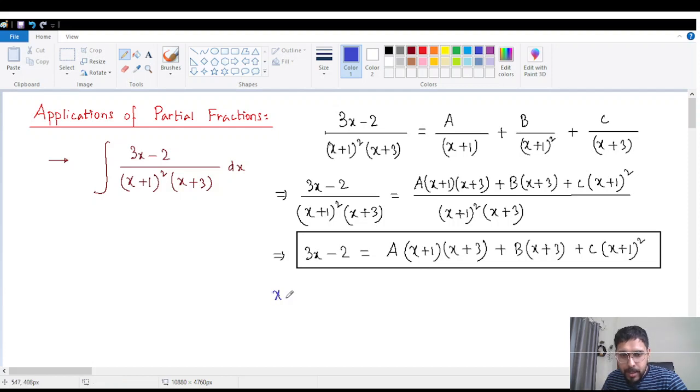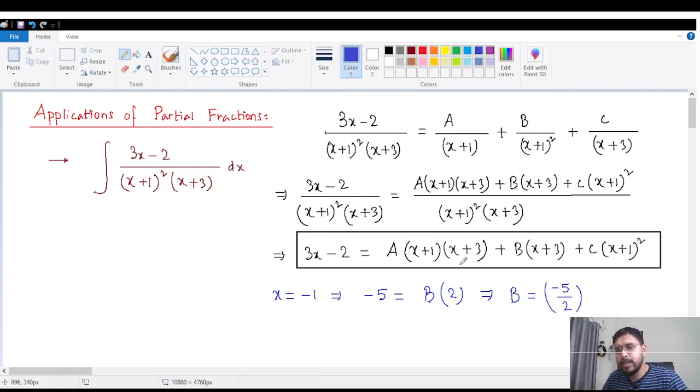So this is our first experiment. We will put x equal to -1. When we put x equal to -1, see what happens. This is 3 times -1 minus 2, which is -3 minus 2, which is -5. This gets eliminated, this gets eliminated, only left with B times -1 plus 3, which is nothing but 2, which gives you B equals -5/2. So this is the value of B that we are getting.